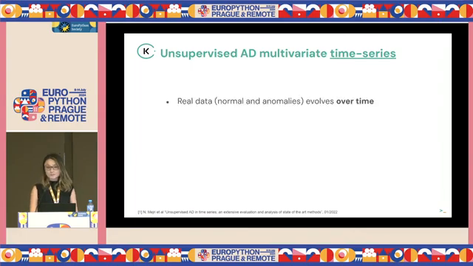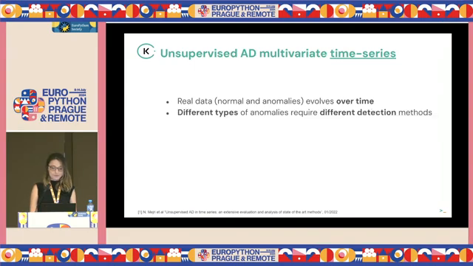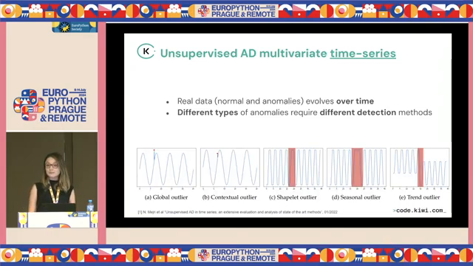The time series part refers to the fact that real data, both normal data and anomalies, evolve over time. And if we look at it from the perspective of this temporal evolution, we can identify different types of anomalies using different detection methods. For example, on a point level, we can have global or contextual anomalies, but they can also be related to a recurrent pattern.